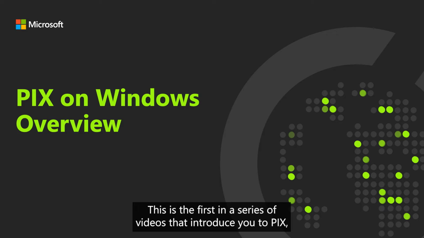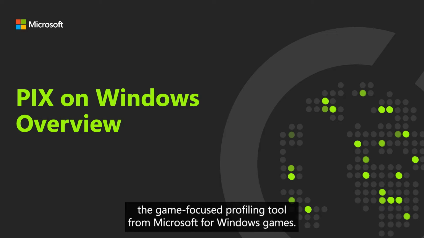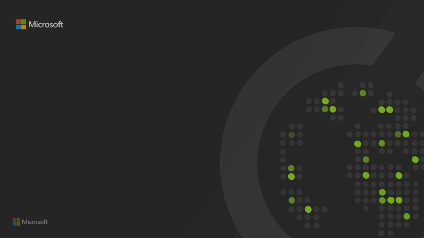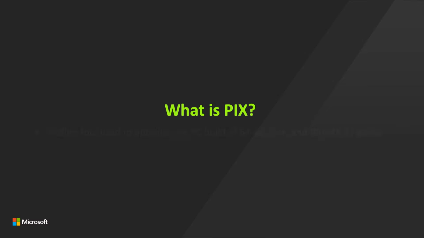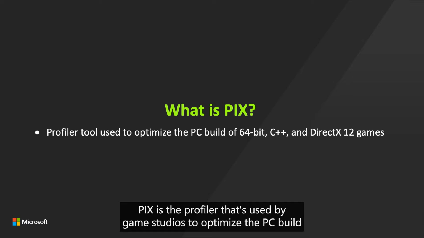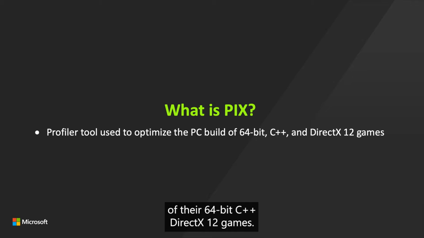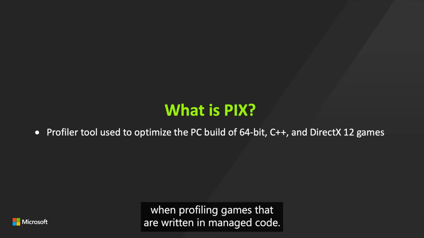This is the first in a series of videos that introduce you to PIX, the game-focused profiling tool from Microsoft for Windows games. PIX is the profiler that's used by game studios to optimize the PC build of their 64-bit C++ DirectX 12 games. Note that PIX can't be used to profile 32-bit games, and it's not particularly useful when profiling games that are written in managed code.